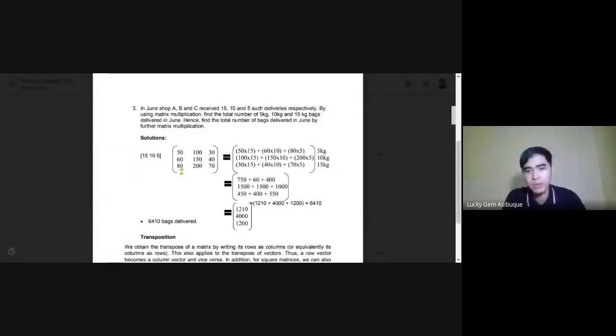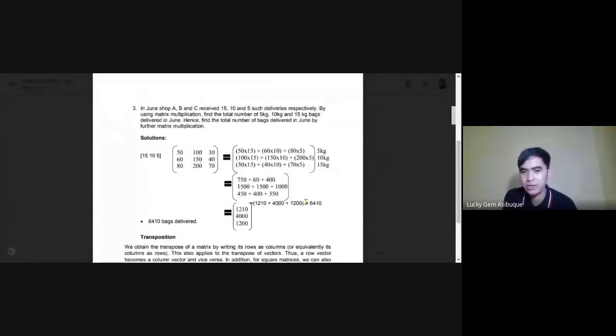Yung unang column ay ito. So, 15 times 50, tapos plus 60 times 10, plus 80 times 5. So, inuuna muna natin yung column ng pangalawang given na matrix pag mag-multiplication tayo. Gets ba? Tapos ganoon din sa iba. Column muna. So, yung pangalawang column naman, sumunod yung pangatlong column. Okay? So, ayun. I-multiply, tapos i-plus lang natin kada isa.